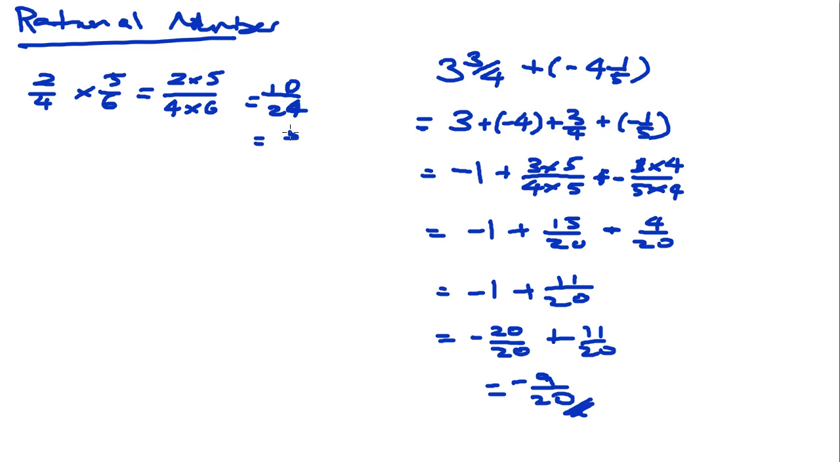So you divide by 2 on the top and the bottom. So you get 5 over 12. So this will be the answer in the simplest form. So division is a little bit different.